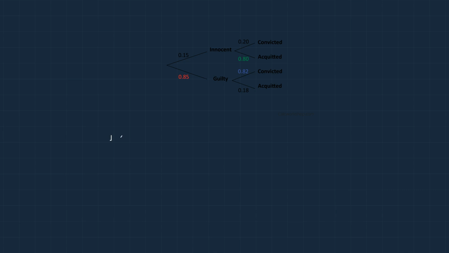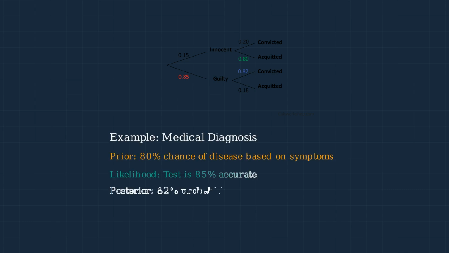Let's see a practical application in medical diagnosis. If we start with a prior of 80% chance of disease based on symptoms, and our test is 85% accurate, Bayes' theorem gives us a posterior probability of 82% that the patient has the disease.